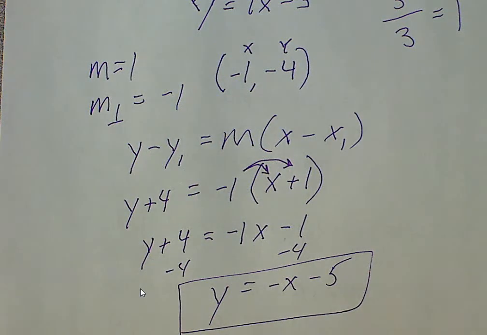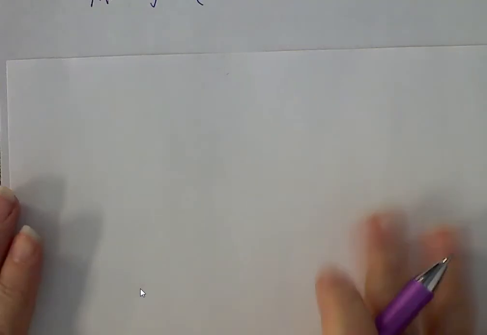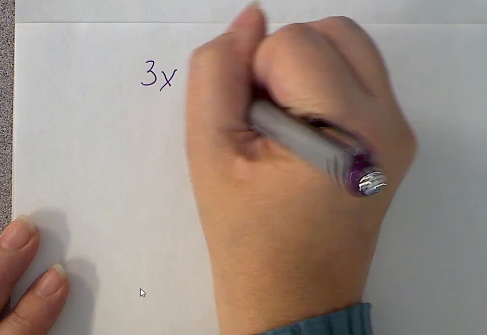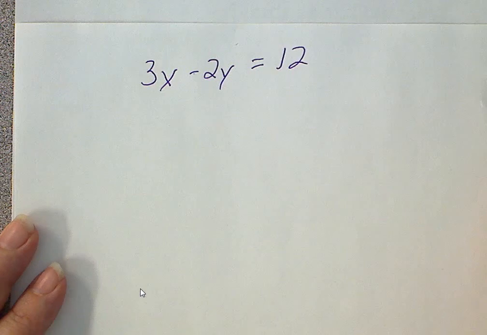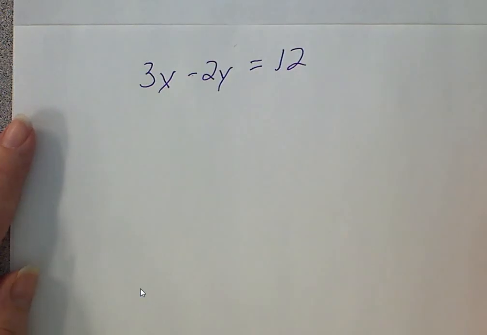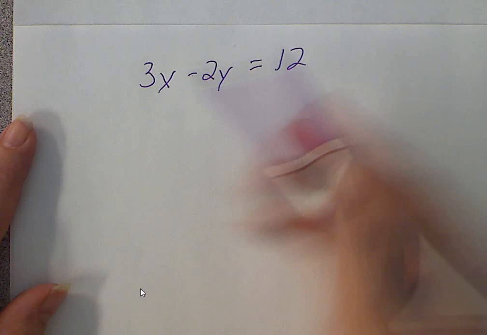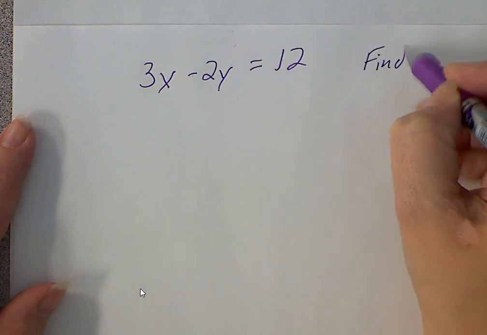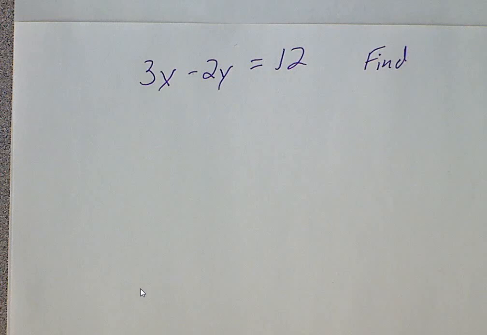Now, all right, first, Josh, what am I going to do first to find the slope of 3x minus 2y is equal to 12? Walk me through to finding the slope. To find the slope, you have to solve for y.